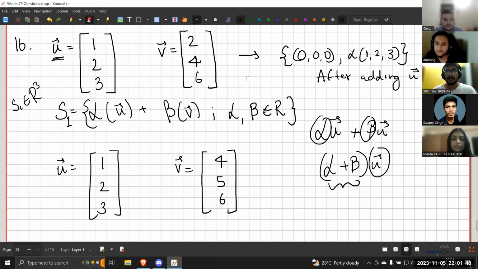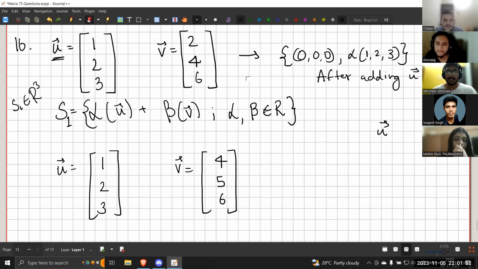So the linear combination of just one vector, no matter in what dimension you are, is only a line, right? And if I take alpha equal to 0, that also includes 0, 0, 0, right? So after adding this, this itself is becoming a subspace, right? This is a subspace, right?